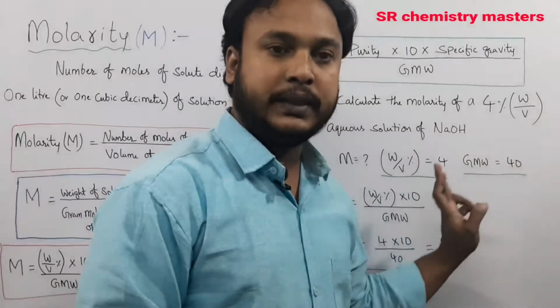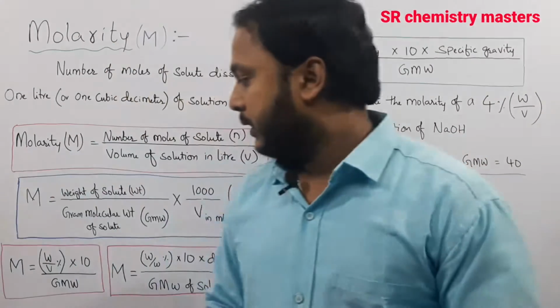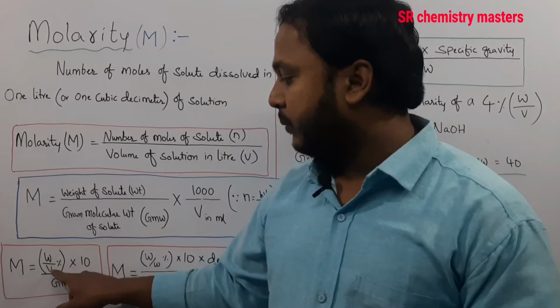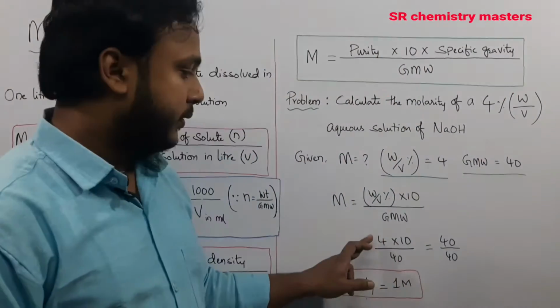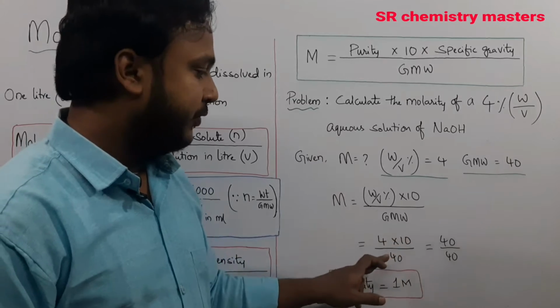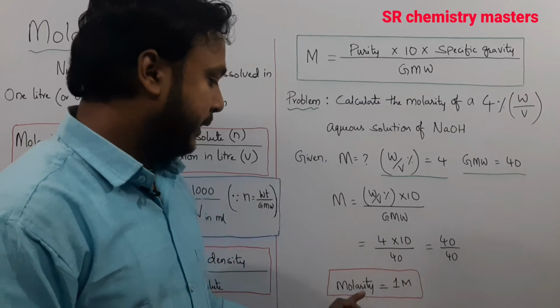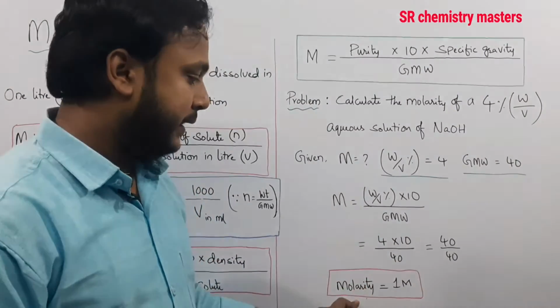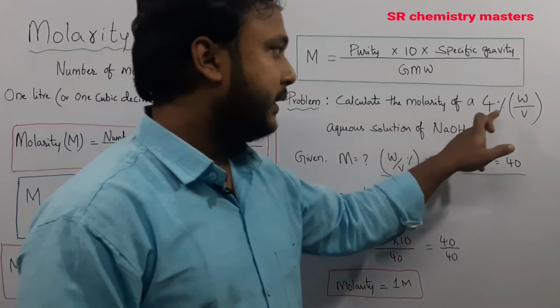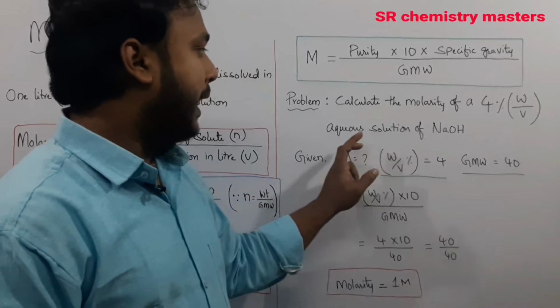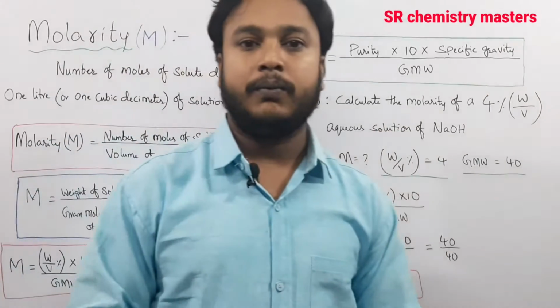When you substitute this in the formula, M is equal to weight by volume percentage into 10 by gram molecular weight, you are going to get 4 into 10 by 40, that is 40 by 40. So the answer will be molarity is equal to 1 M. Remember, the molarity of a 4% weight by volume aqueous solution of NaOH is 1 M.